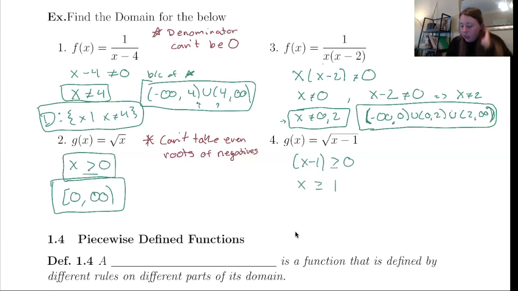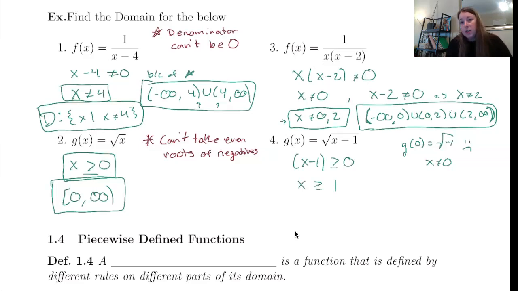And if you wanted to check it, just plug in something that isn't in there, right? So I need x greater than or equal to 1. Okay, well, 0 doesn't fall into that domain. If I go and plug in 0, I would get the square root of negative 1, which is a big no-no. So that tells me that I'm correct by not including 0. And obviously you can't do that for every number, but it's a good way to check.